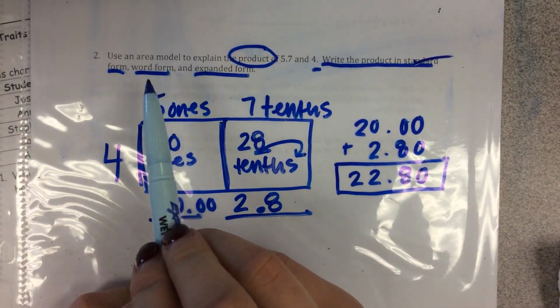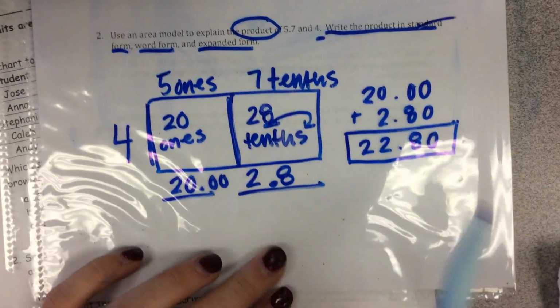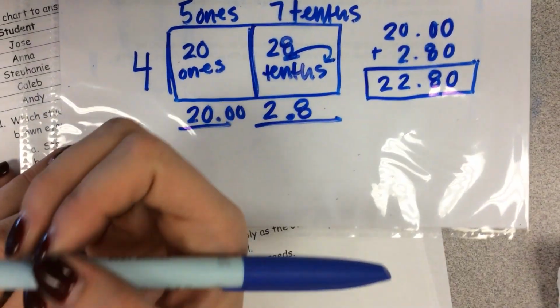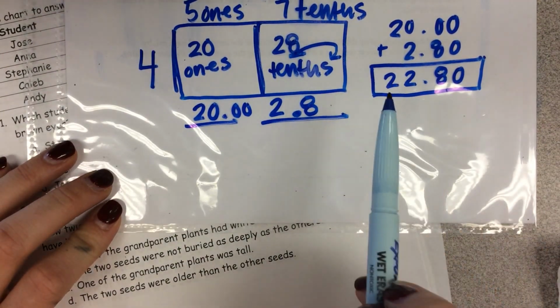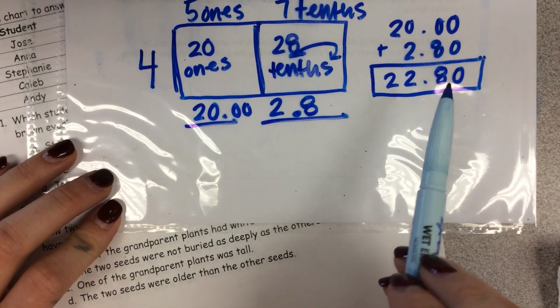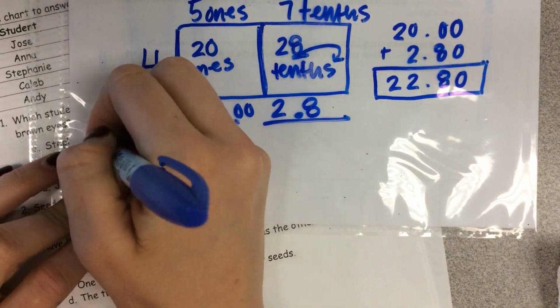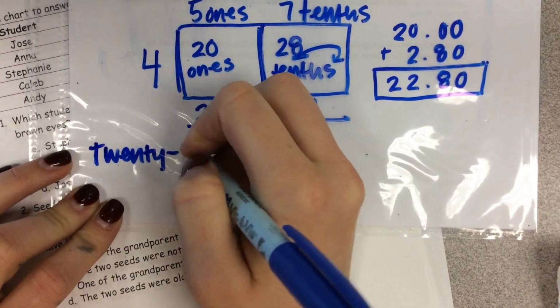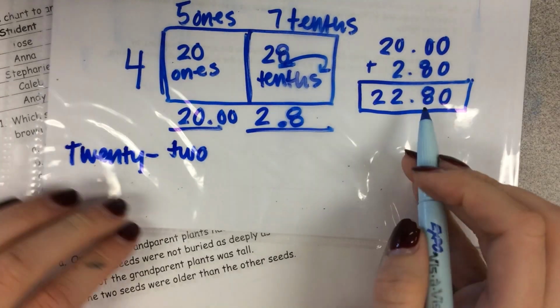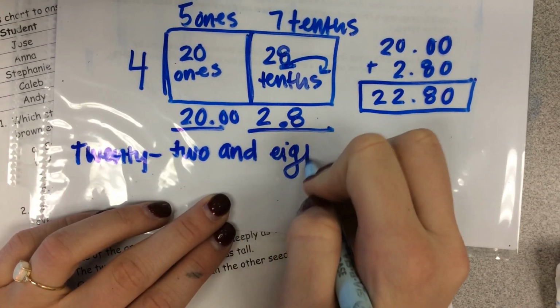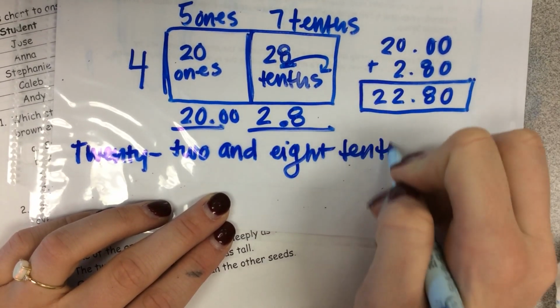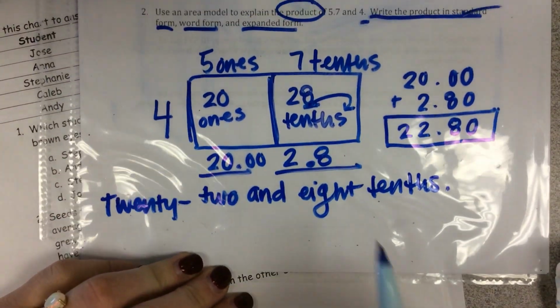Now it's asking us to write it in word form and expanded form. Let's do word first. Word is just like it sounds. You're going to write that number out in words. So it helps to just say it either out loud or in your head. This is 22 and 8 tenths. So let's write that down. 22. And remember the decimal is and 8 tenths. Okay, so there we got word form.